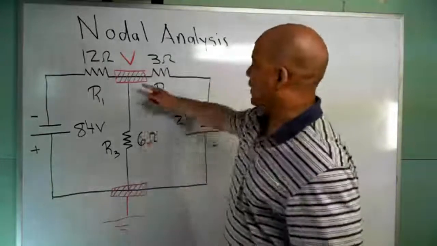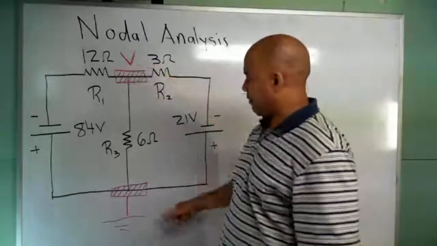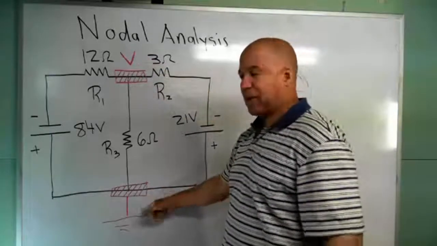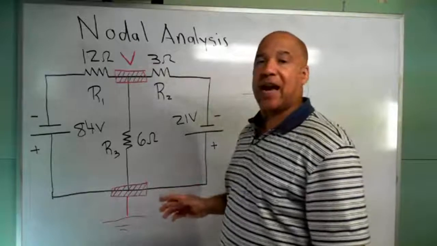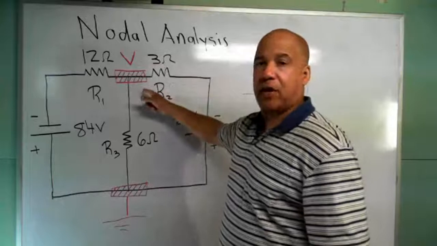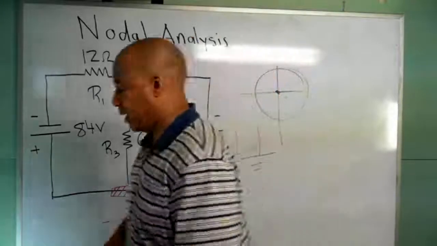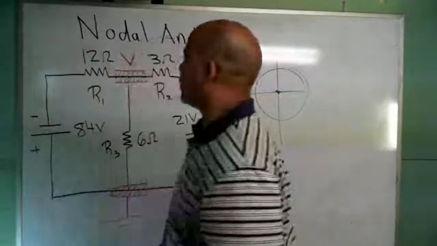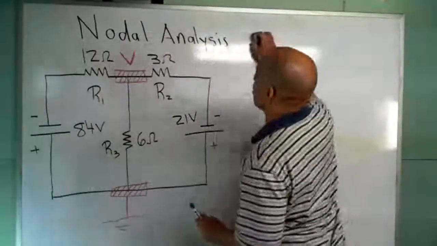So I've identified my nodes. I've named it. I call it node V. I've identified one node as a reference node. I usually just stick that one on the bottom. And now what I'm going to do is assign currents into and out of node V, that's the main node, in a way that makes sense. So what do I mean when I say in a way that makes sense? Well, I'm just going to arbitrarily assign current directions.